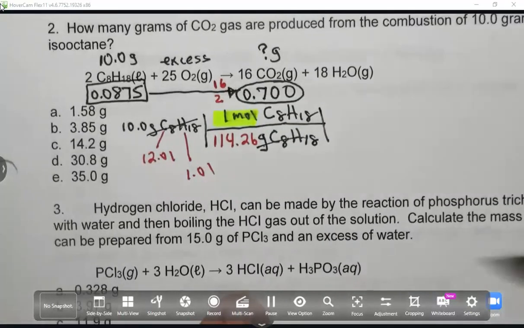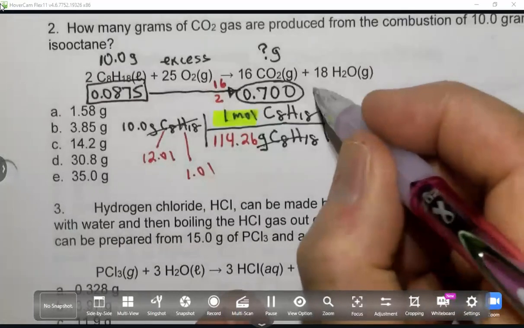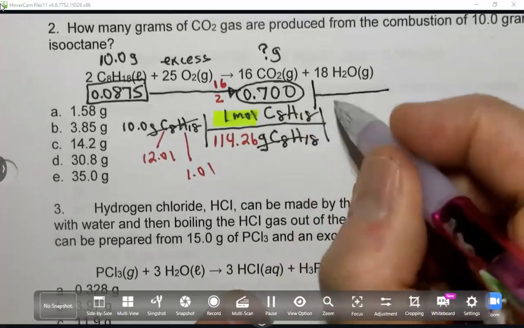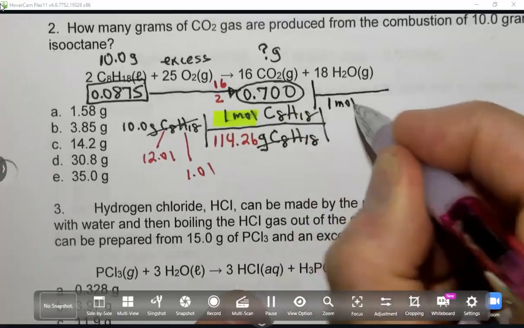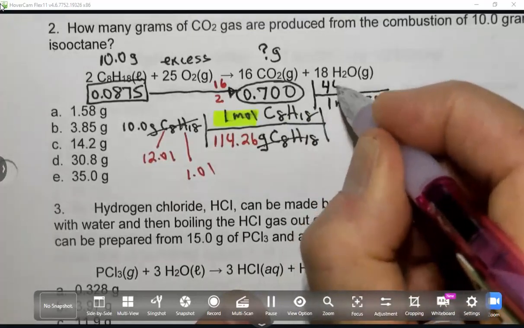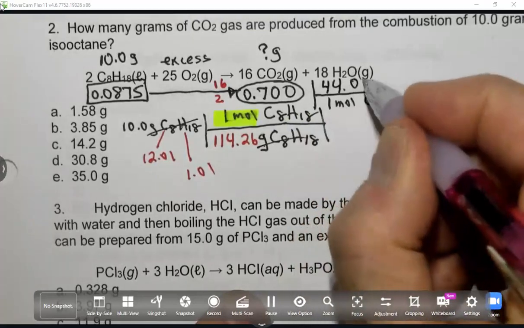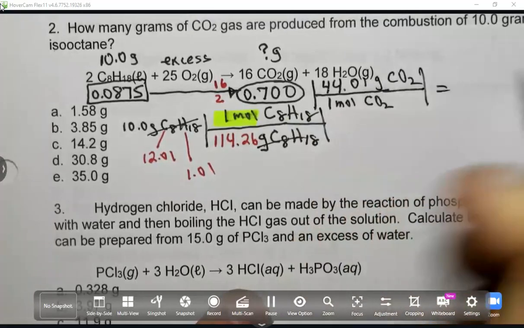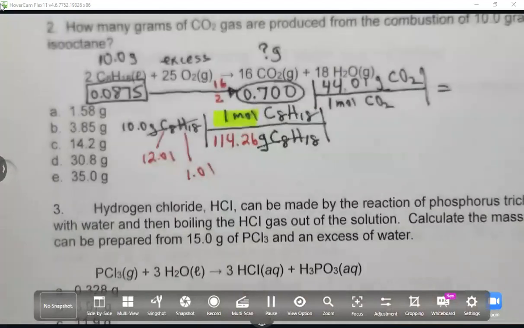Now, I don't want that in moles. I want it in grams. So I can do this right here. I've got just enough room. 1 mole of CO2 is going to be 44.01 grams. That's going to do it.